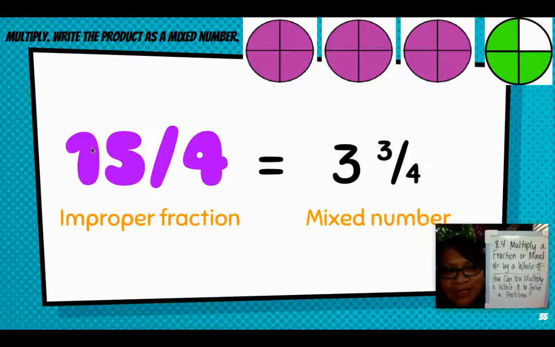So you'll see that 15/4 is the improper fraction, and we rename it to this mixed number where we have a whole number and the fraction, 1, 2, 3, and the leftover remainder of 3/4. And that is how you write a product as a mixed number.